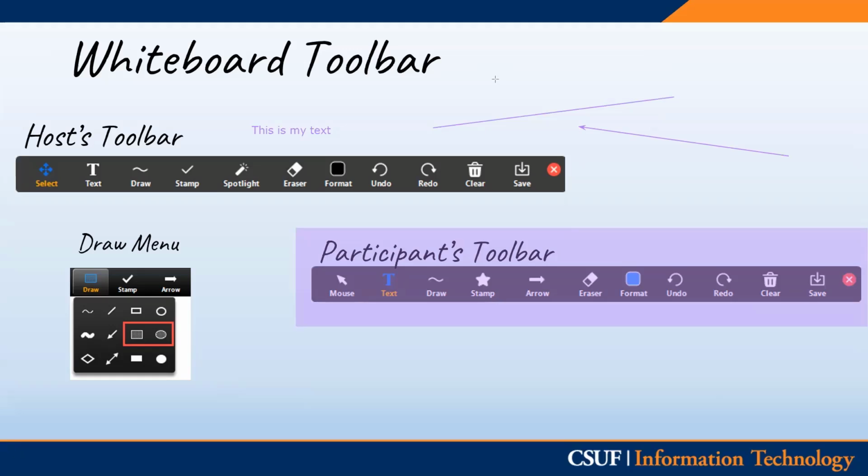Next to that, we have stamps, and these are pre-built stamps. I'm going to put them right here. There's an arrow, a check mark, an X, a star, a heart, and a question mark. I can't really change any of these. I can't make them bigger, and I can't change the color. They're just built-in stamps.